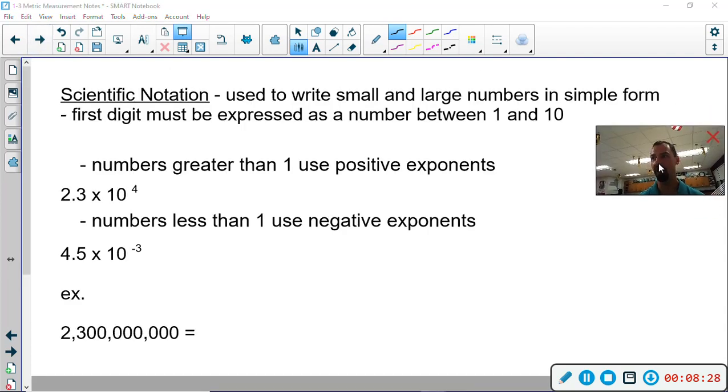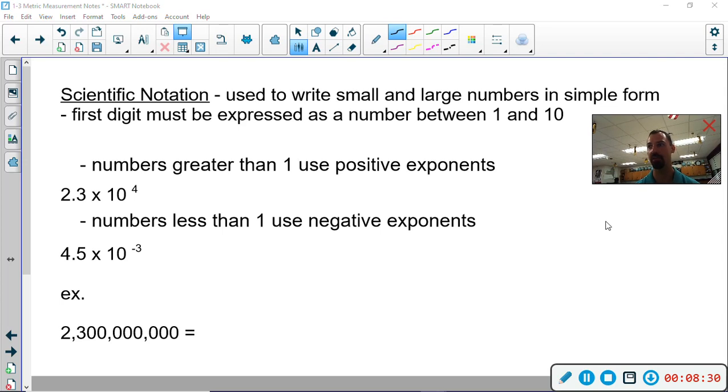Okay, also, I want to talk about today is scientific notation. This could be a little tricky. This is a way to actually express a number easily in science class, especially if you're using small or large numbers. You'll be also doing this in math class, so it's good to know this. It's used to write small numbers and large numbers in a simple form. The first digit must be a number between 1 and 10.